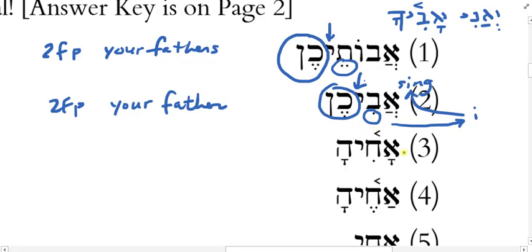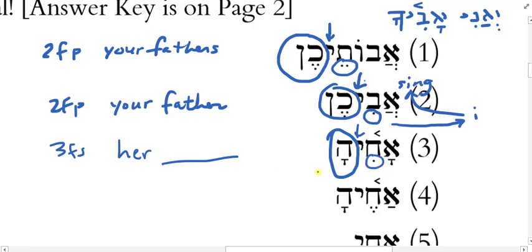All right. So now we have number 3, ahiha. What is the actual pronoun? Which part of this is the pronoun? Ha. Excellent. So ha is my pronoun. And which pronoun is this? 3FS. So I'm going to translate ha as what? Her something. And what does she have? One or many things? Well, there's a yod here, so that must be plural, right? Ah, hiriq. What does that tell me? This is a singular noun. So it's her singular thing. What is the ach? Brother. So it's one brother. Her brother.